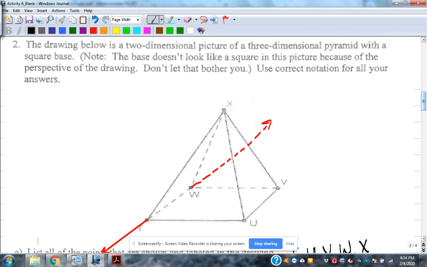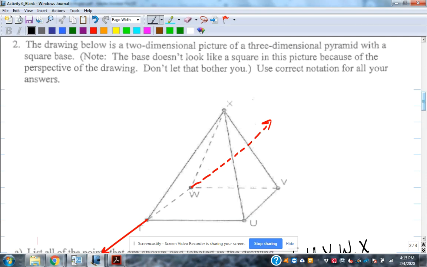All right. So examples of lines that are skew to line WT. So what lines are parallel to WT? There's only one. UV is parallel to it, right? And then TU runs into it, so we know it's not that one. And then WV runs into it, so it can't be that one. They intersect. So there are two possibilities here that we could use. What would they be?